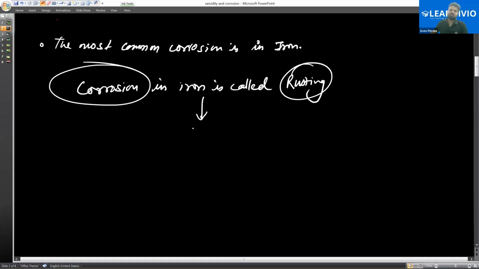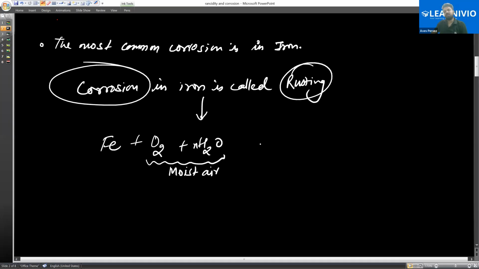And what are the things required for rusting? First of all, iron must be there because we are talking about corrosion in iron, that is rusting. Second, oxygen should be there and water should be there, and together we call it moist air. If it is present, then we will get Fe2O3.xH2O. Got it?